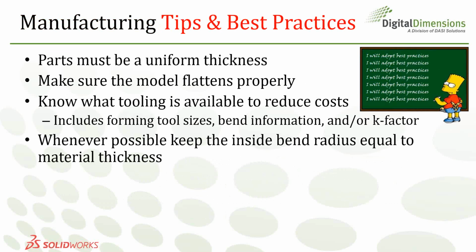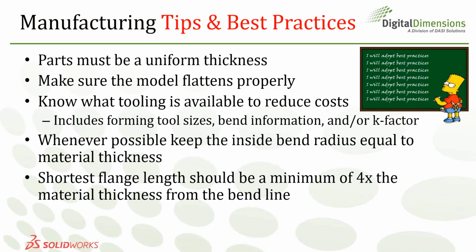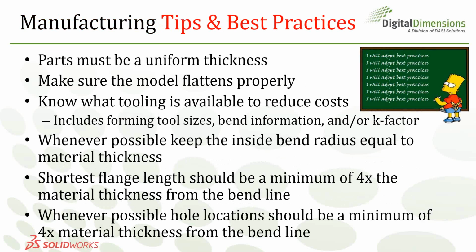Whenever possible, keep your inside bend radius equal to your material thickness. I think that one's pretty self-explanatory. The shortest flange legs should be a minimum of 4 times the material thickness from the bend line. Good guideline there, just giving them something to grab so they can actually create that bend when they manufacture it.